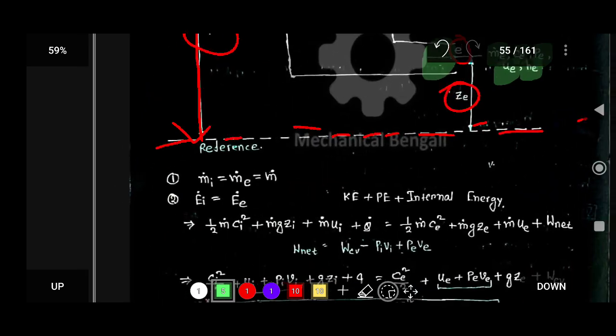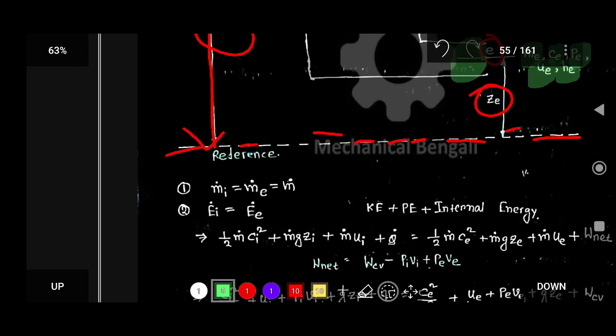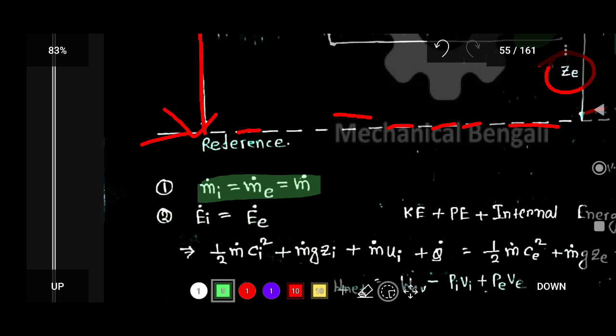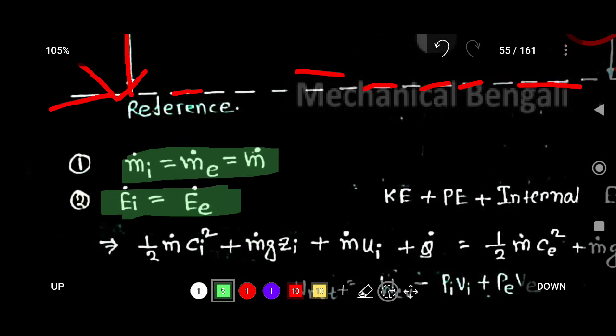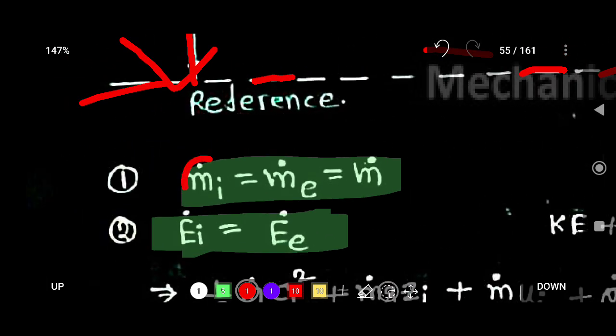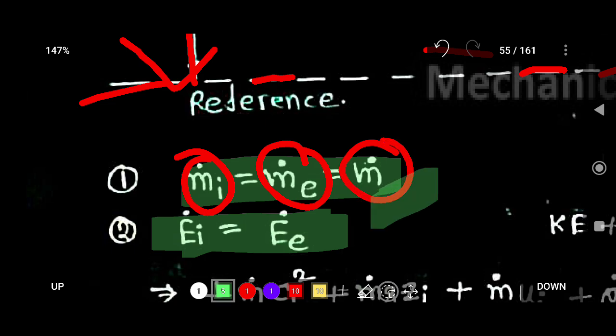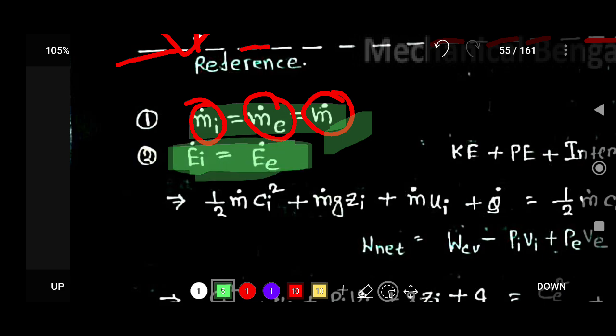Now you know that a flow is said to be steady flow if there is mass conservation and energy conservation. Mass conservation means the initial mass flow rate is equal to the exit mass flow rate, and consider that it is m dot. Now the initial inlet energy rate is equal to the exit energy rate.